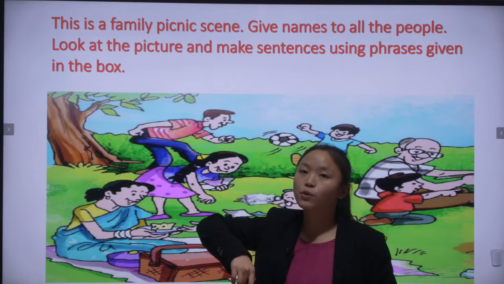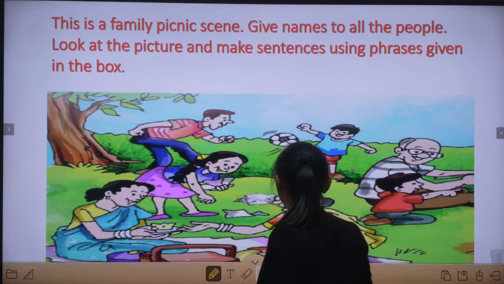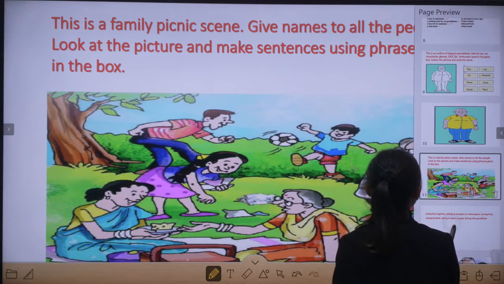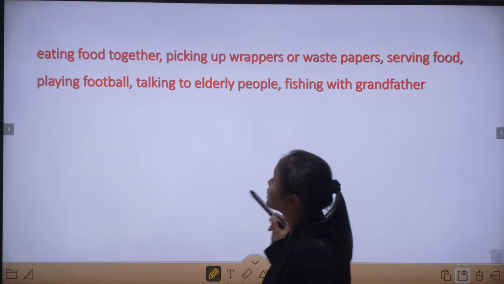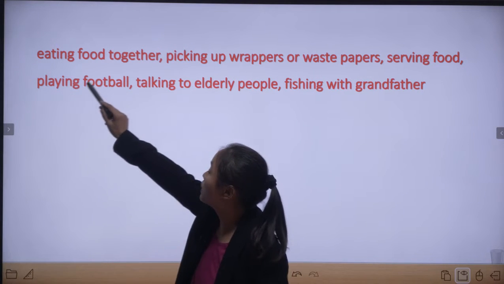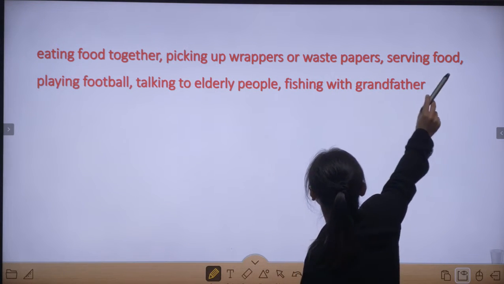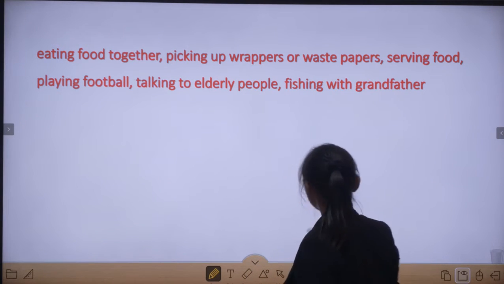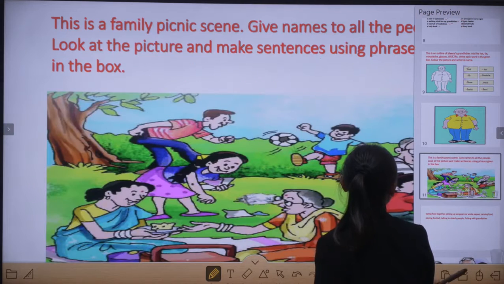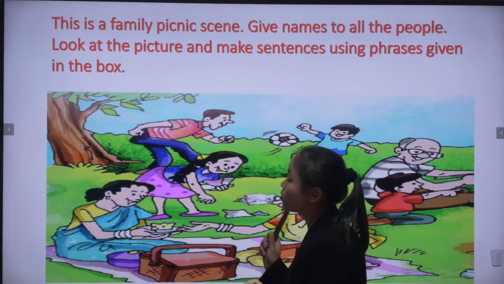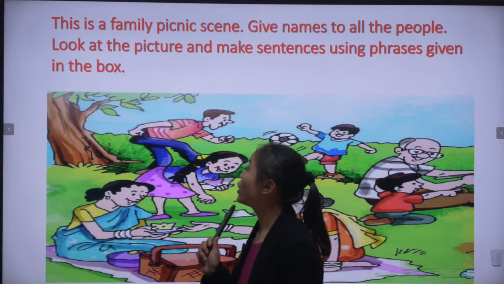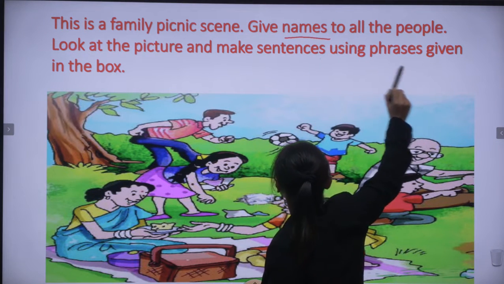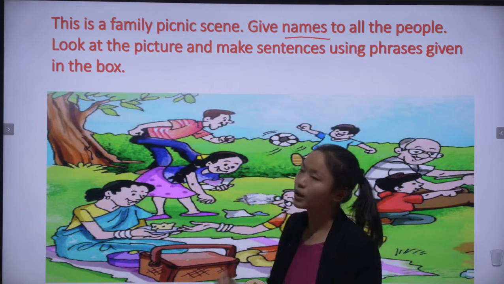Okay, so we have to write sentences using these words. There are some phrases given, so we have to use these phrases and make sentences out of them. We also have to give names to all the people here.